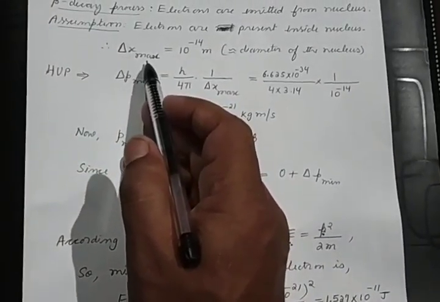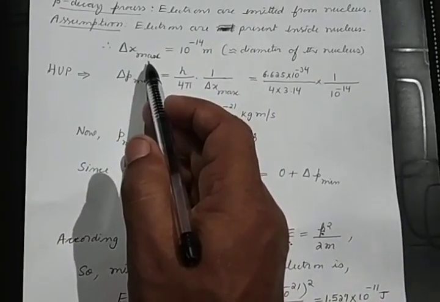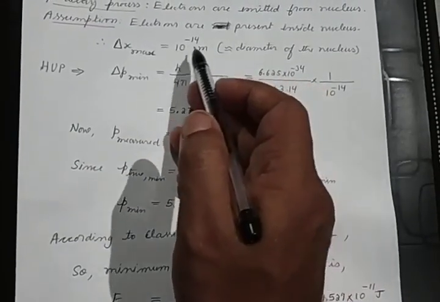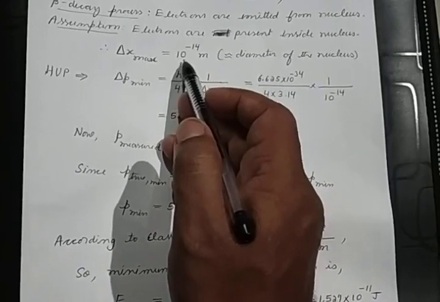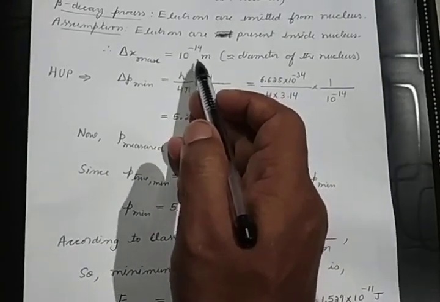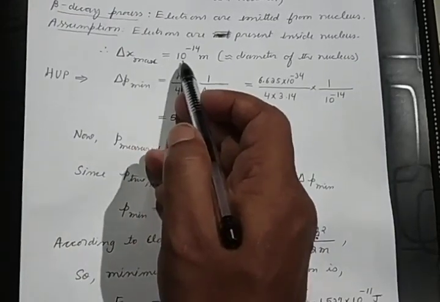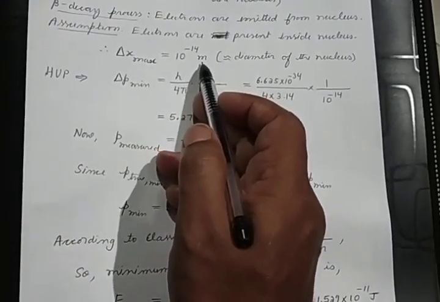This maximum uncertainty in the position is nothing but the diameter of the nucleus itself, and the diameter of the nucleus we can take to be around 10 power minus 14 meter. Therefore we can say delta x maximum is equal to 10 power minus 14 meter.